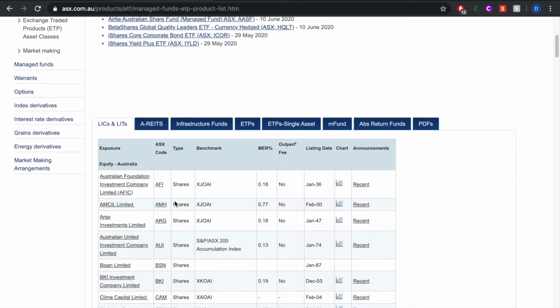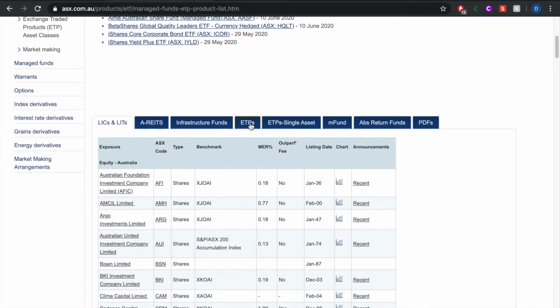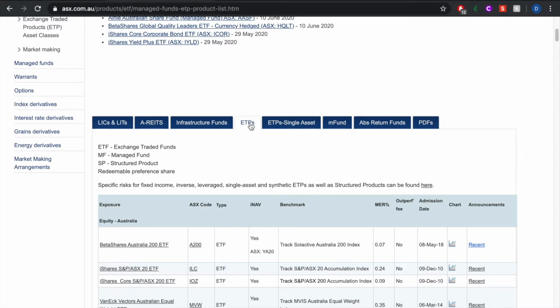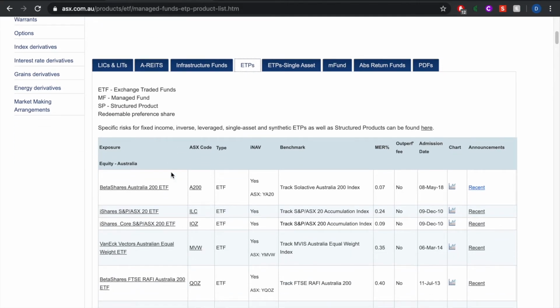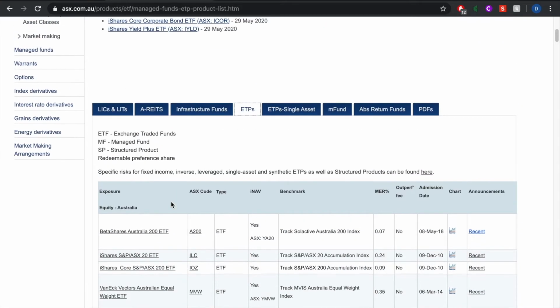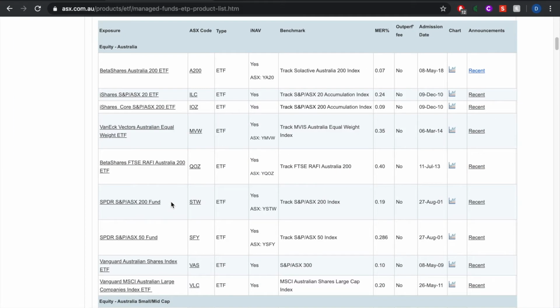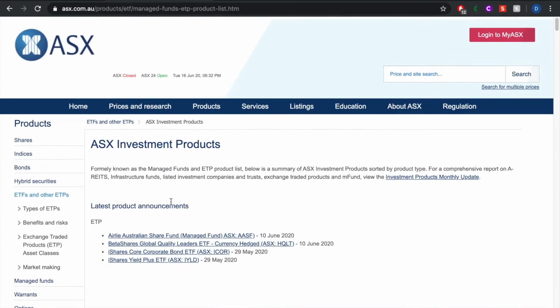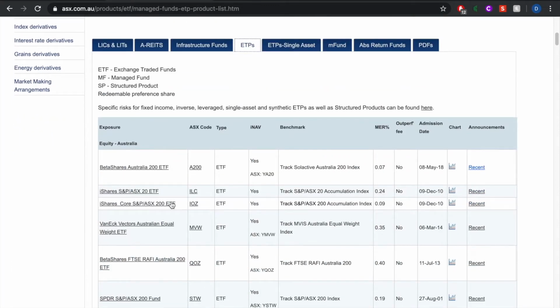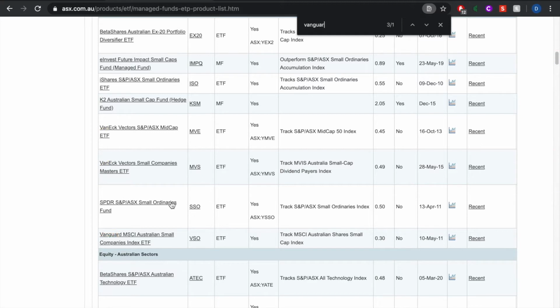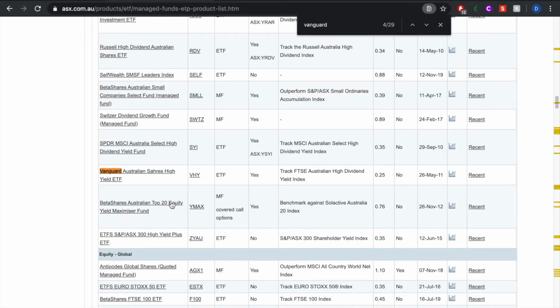Scroll all the way down until you see this ETP. That basically means exchange traded products. Within here, you can pretty much see what's available to be traded on the ASX. For example, the most common ones that we normally invest in are Vanguard. There's heaps of them that you can look at.